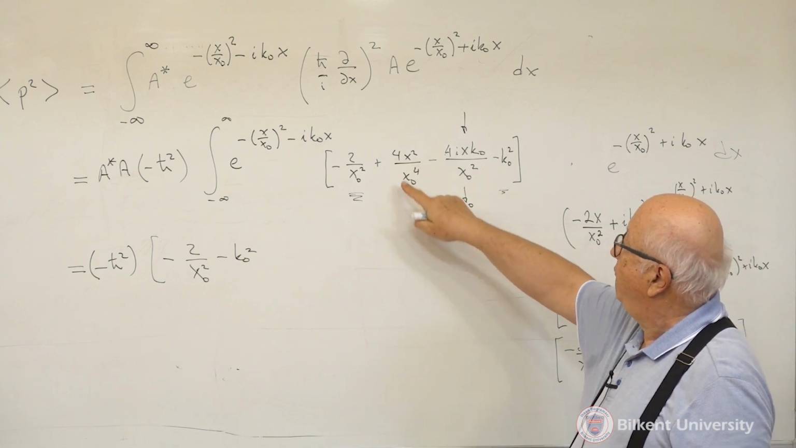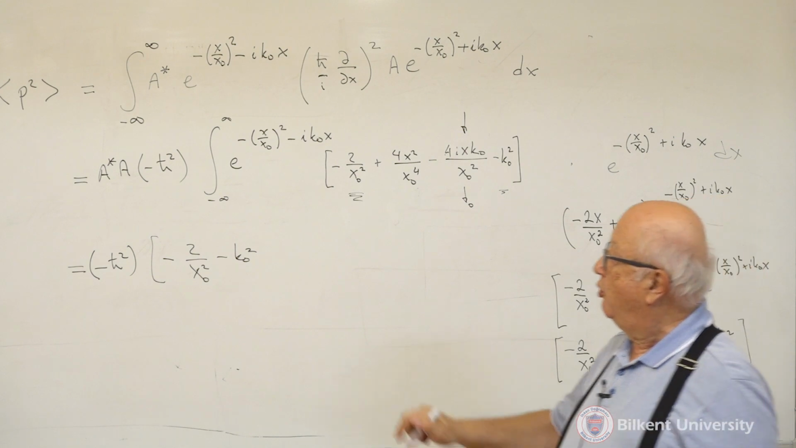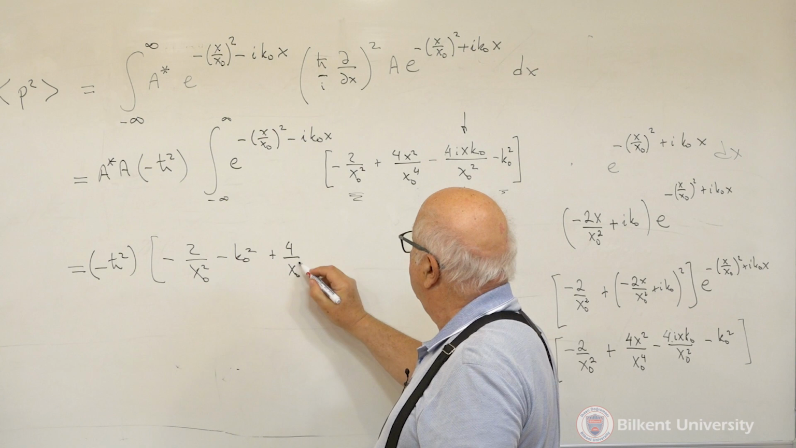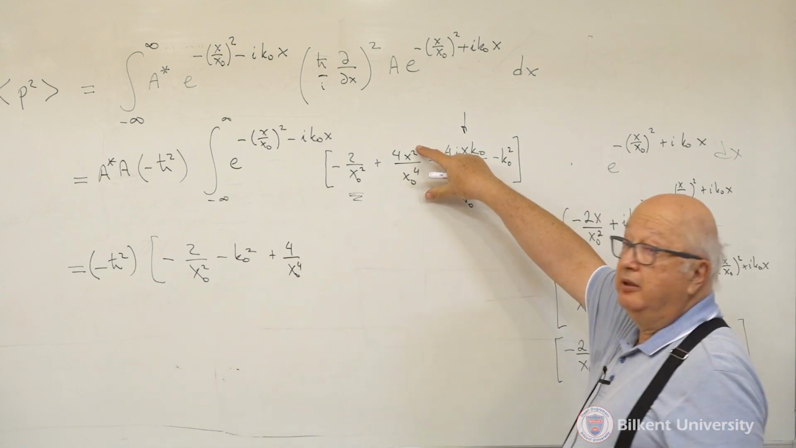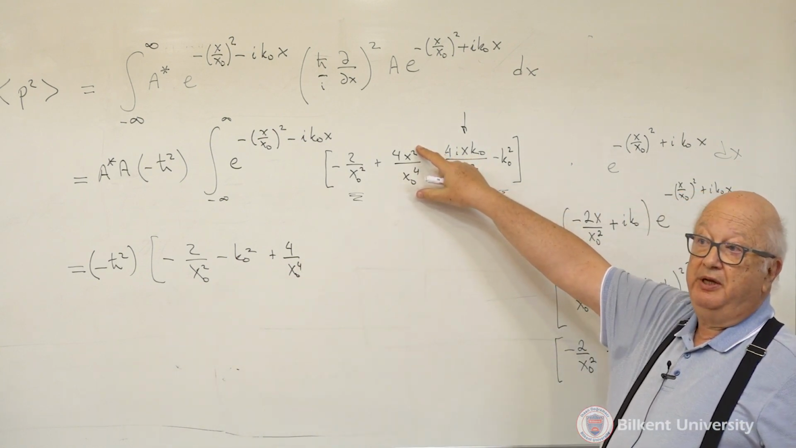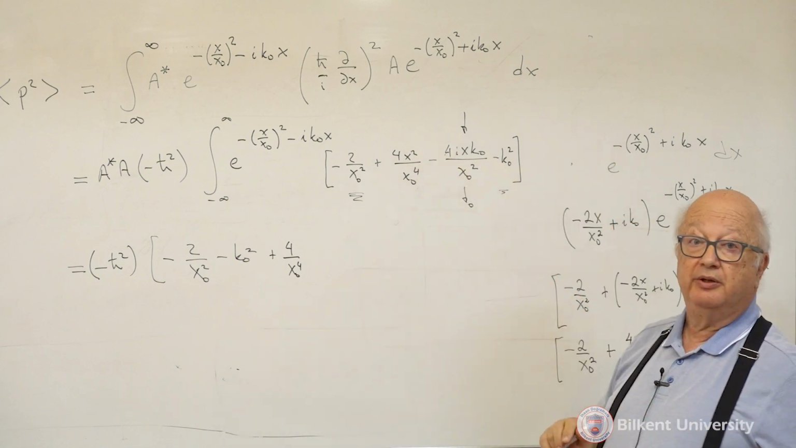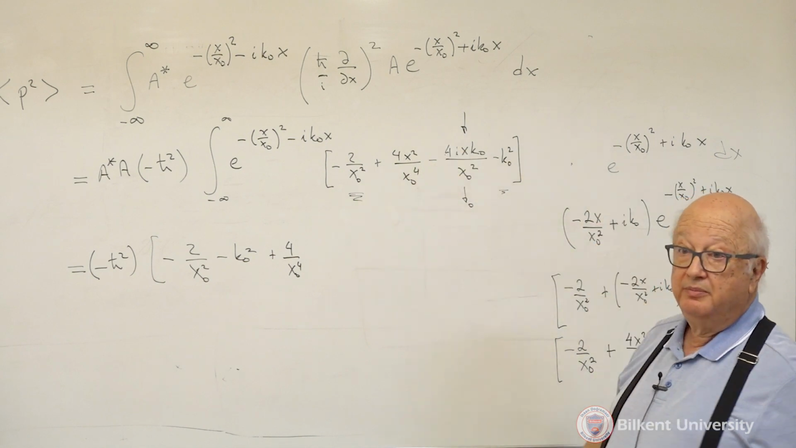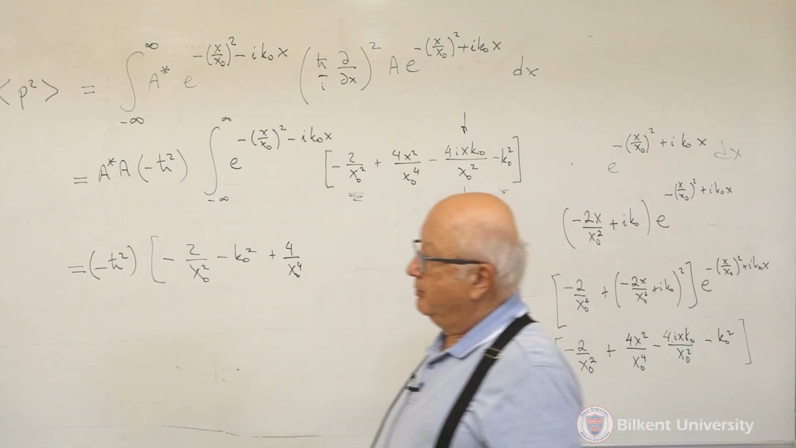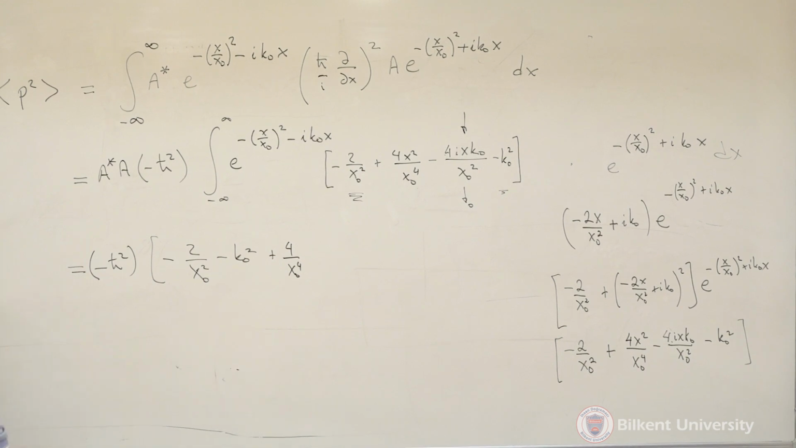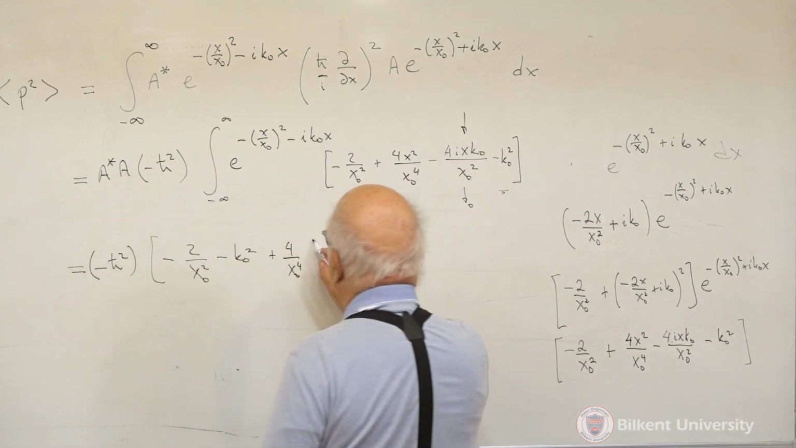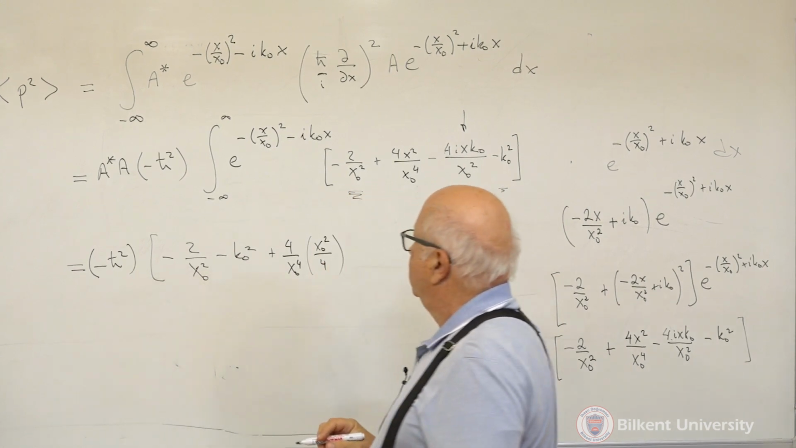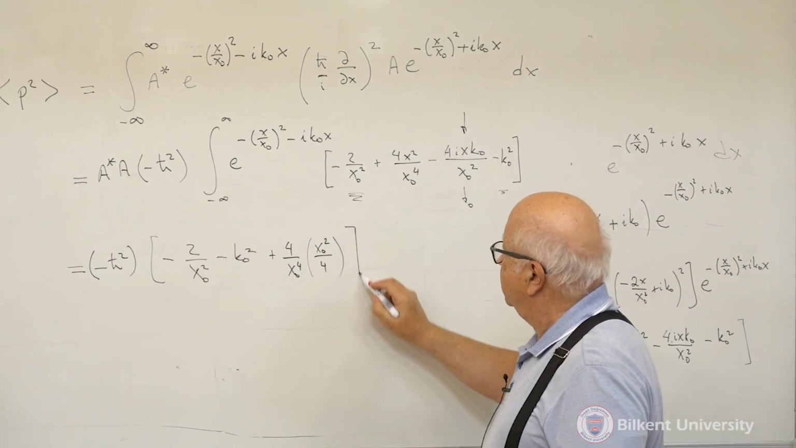Now here I have 4 over x0 over 4 times x squared, which will just give me the expectation value of x squared, right? Because it's x squared times psi star psi. So that is something I already know, x0 squared over 4. Okay, so that's it.